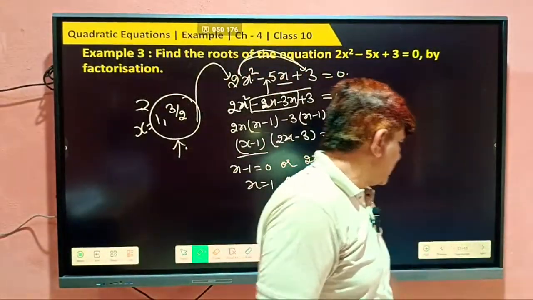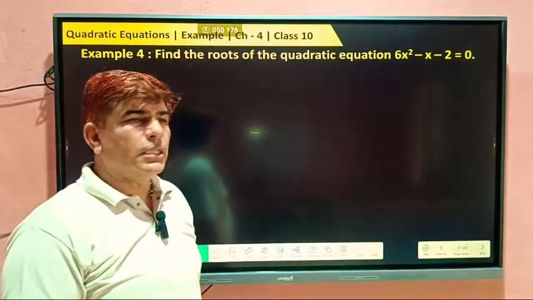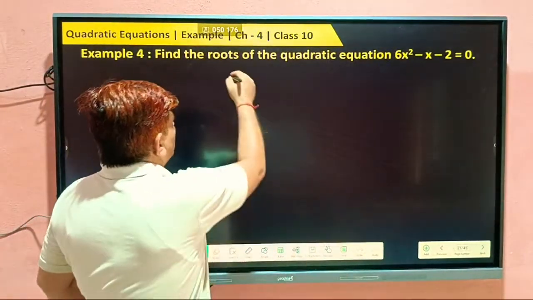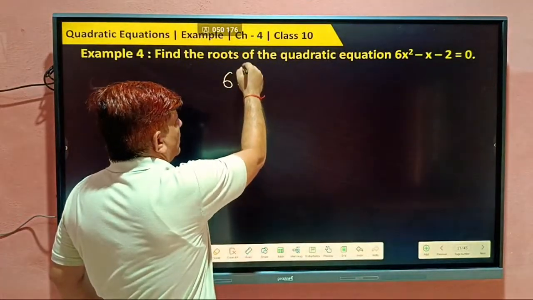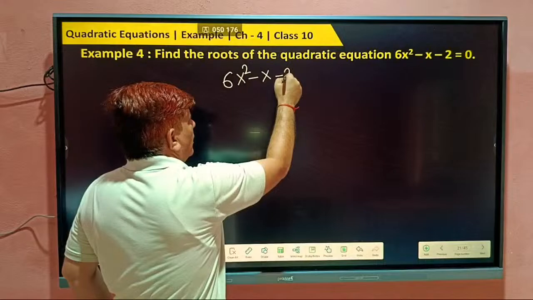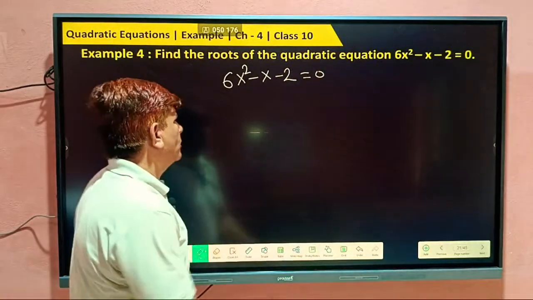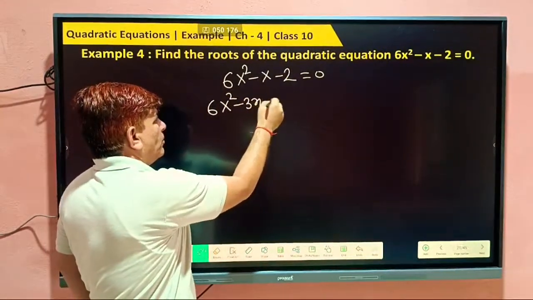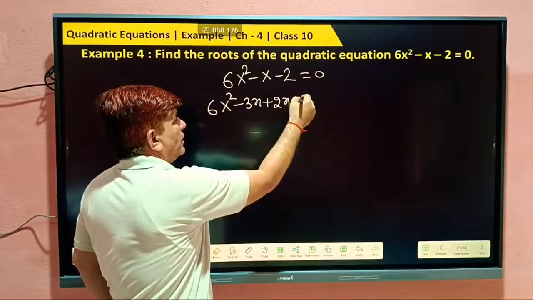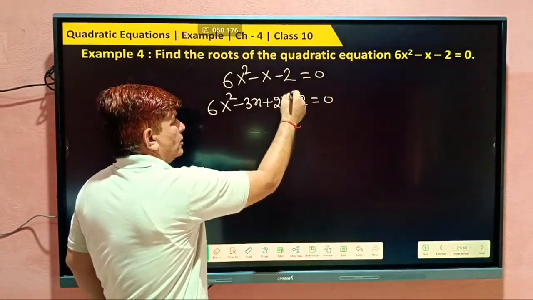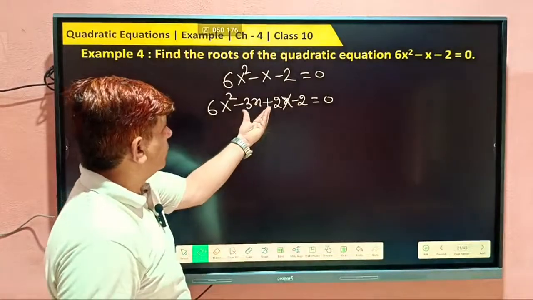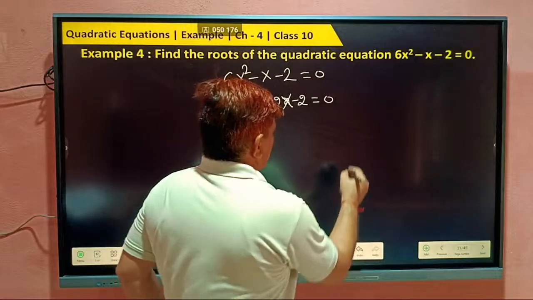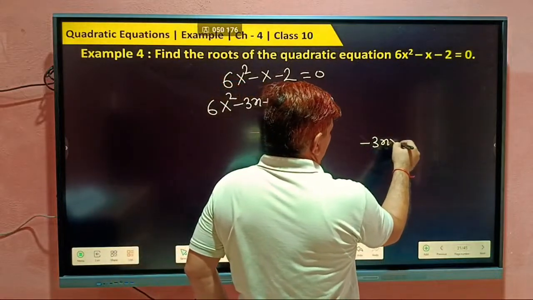So now taking the next example. This example is given: find the roots of the quadratic equation. Same method we have to apply. 6x square minus x minus 2 equal to 0. Make its factors: 6x square minus 3x plus 2x minus 2 equal to 0. You can write x like this. Look one time, what's the sum of these? Sum of these means this, minus 3x into 2x.